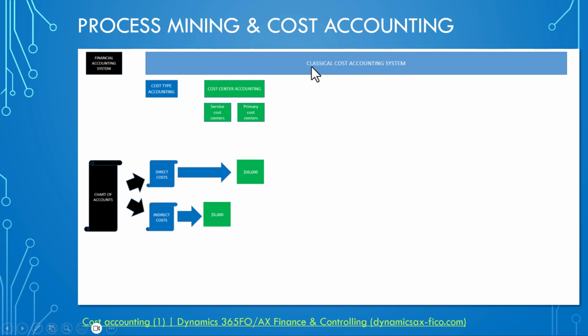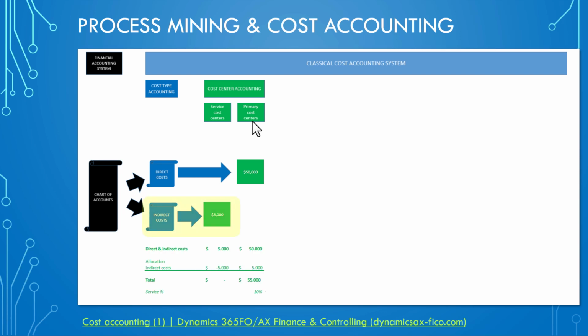Then here in the middle we have a classical cost accounting system that consists of cost type accounting. And in the cost type accounting you make a separation between direct costs and indirect costs. The direct costs, they can then be assigned to a primary cost center. So the second step in a classical cost accounting system is cost center accounting, and direct costs can directly go to primary cost centers. Secondary or indirect costs, fixed costs, they cannot be directly assigned to primary cost centers.